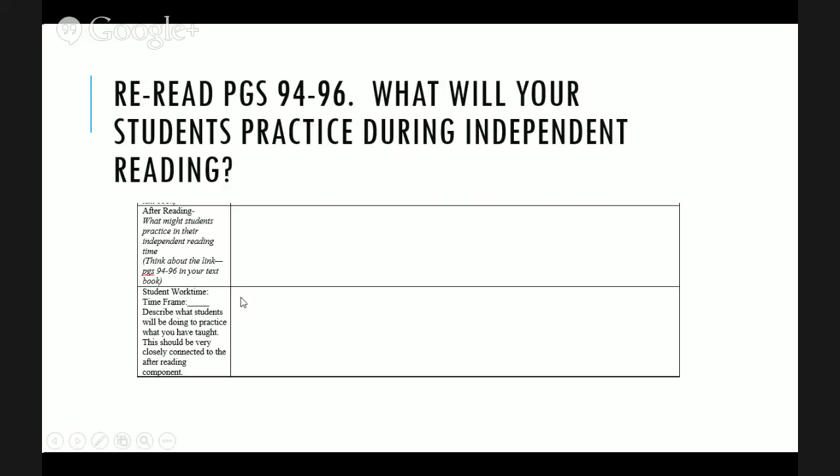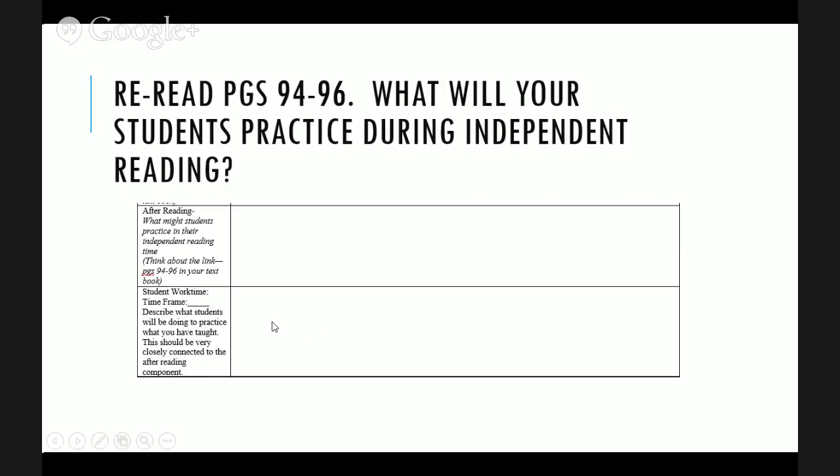If you're expecting them to do a worksheet, fine, then describe it and maybe even put a brief example of what it would look like in here. If you're expecting students to simply read independently, describe what you hope that they're going to be doing as they read independently.